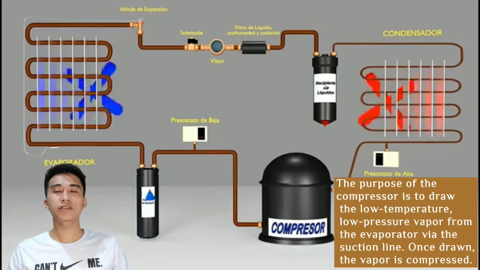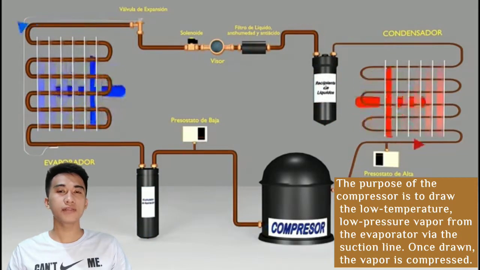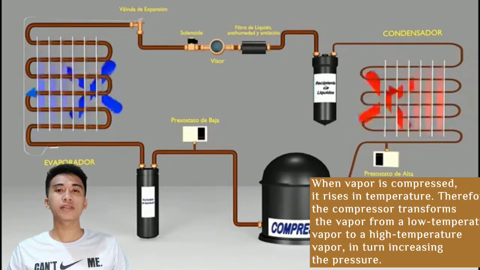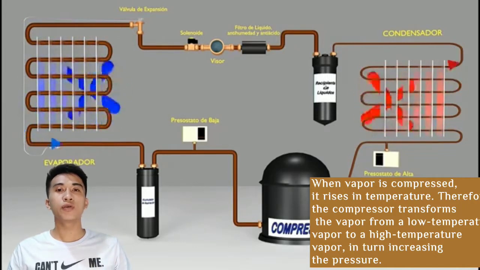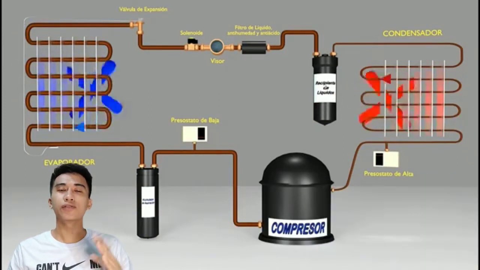Once drawn, the vapor is compressed, and when the vapor is compressed, it rises in temperature. Therefore, the compressor transforms the vapor from low temperature vapor to high temperature vapor, in turn increasing pressure, to supply it to the condenser.